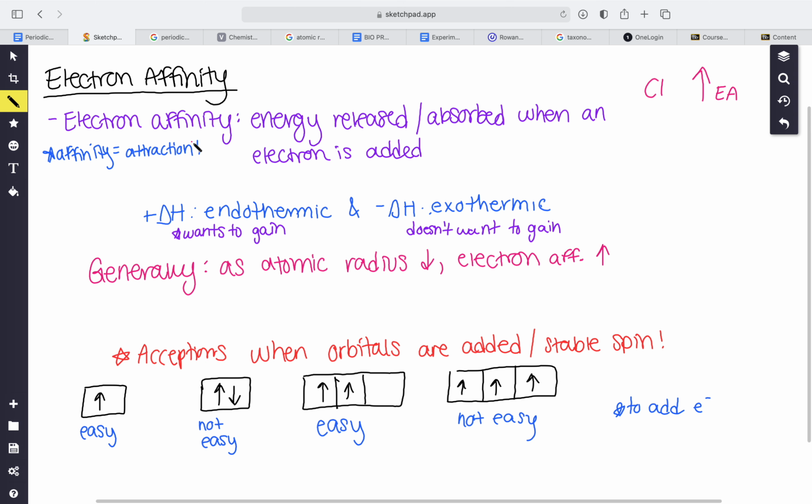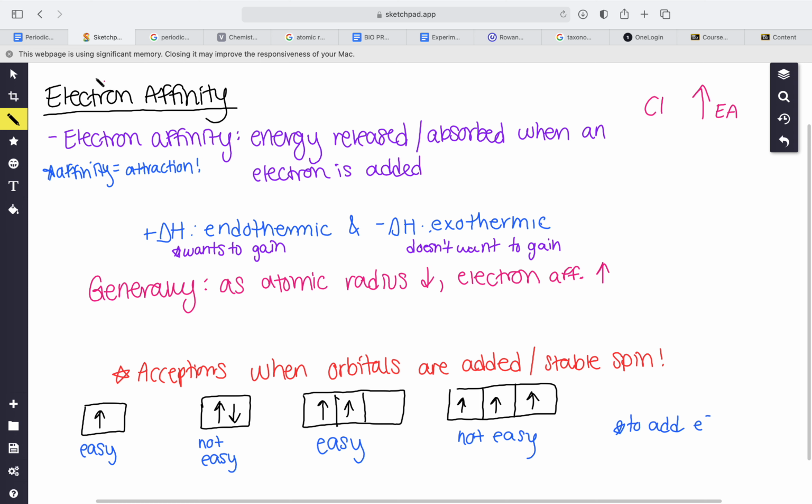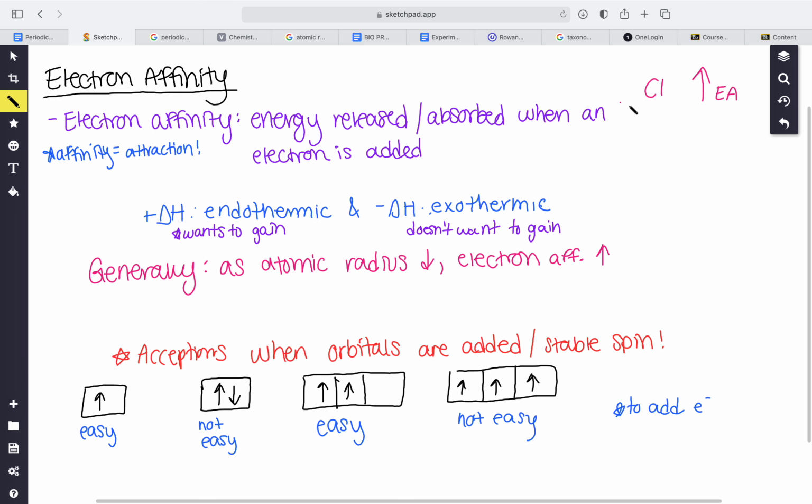It's like a love or attraction for something. But that's what I think of it as. So that's one way to think of it, right? When something's endothermic, it means it wants to gain those electrons, so that would be represented by a positive delta H because it's endothermic. And for exothermic, a delta H that is negative, that means it doesn't want to gain the electron.